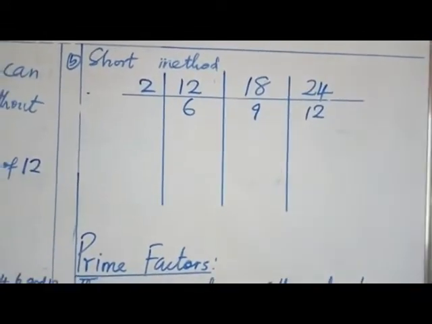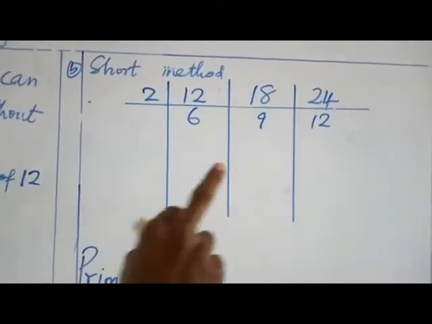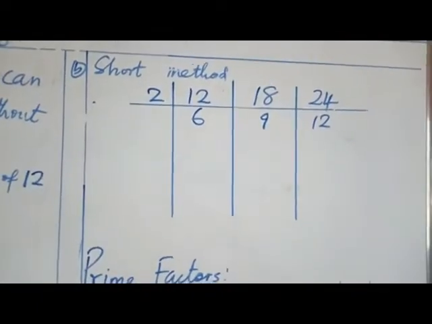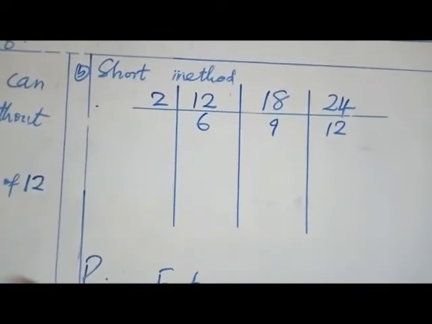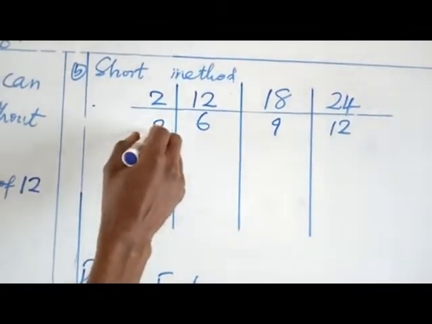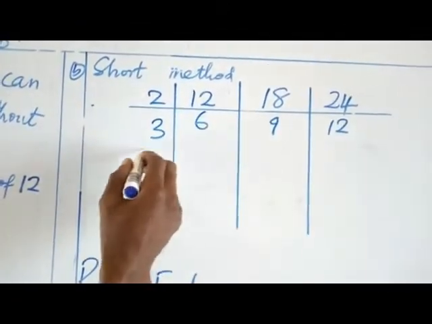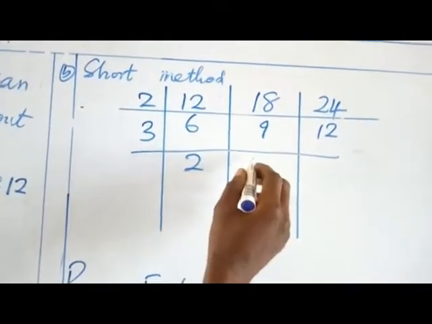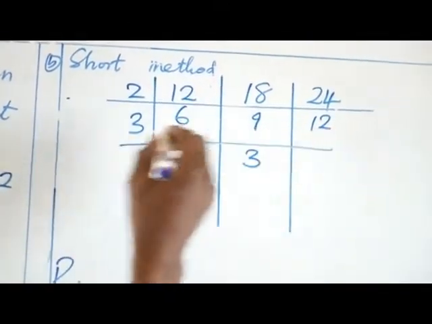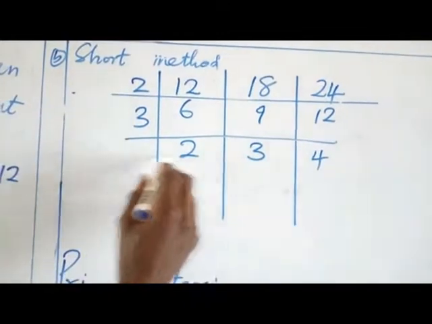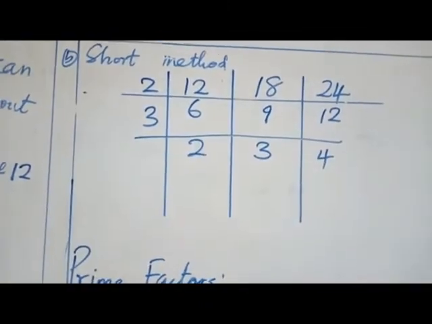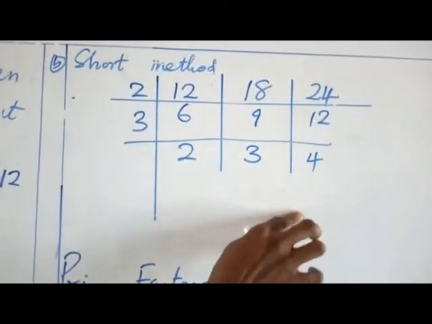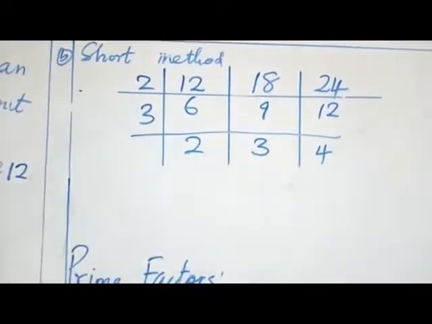The second stage, you now ask yourself again, which factor can divide all these numbers without a remainder? You can see that the only factor that can divide all of them is 3. So I write down 3. 6 divided by 3 gives me 2. 9 divided by 3 gives me 3. And 12 divided by 3 gives me 4. In this case, you see that there is no number that can divide all of them. So that is the end of it because there is no other number that can divide this.